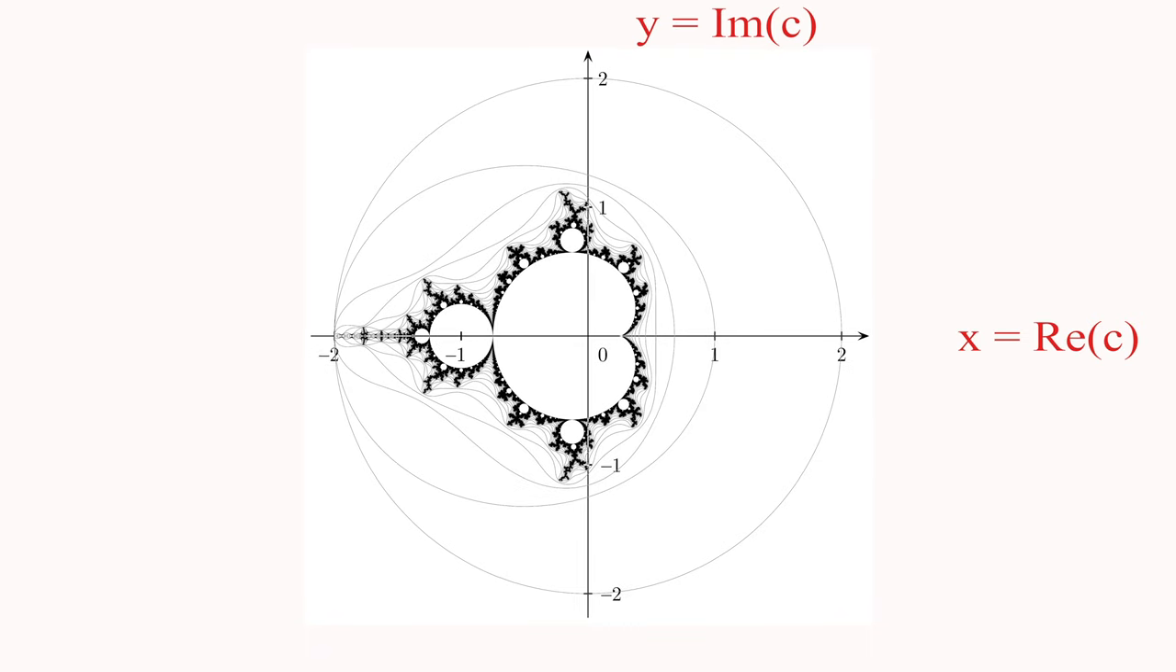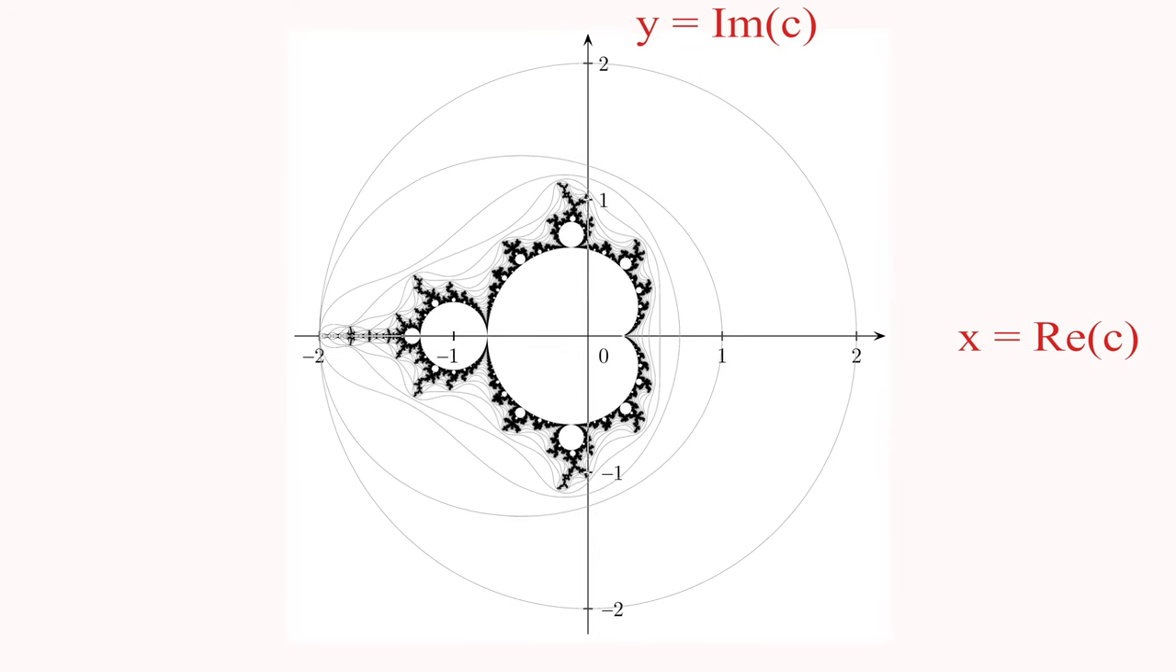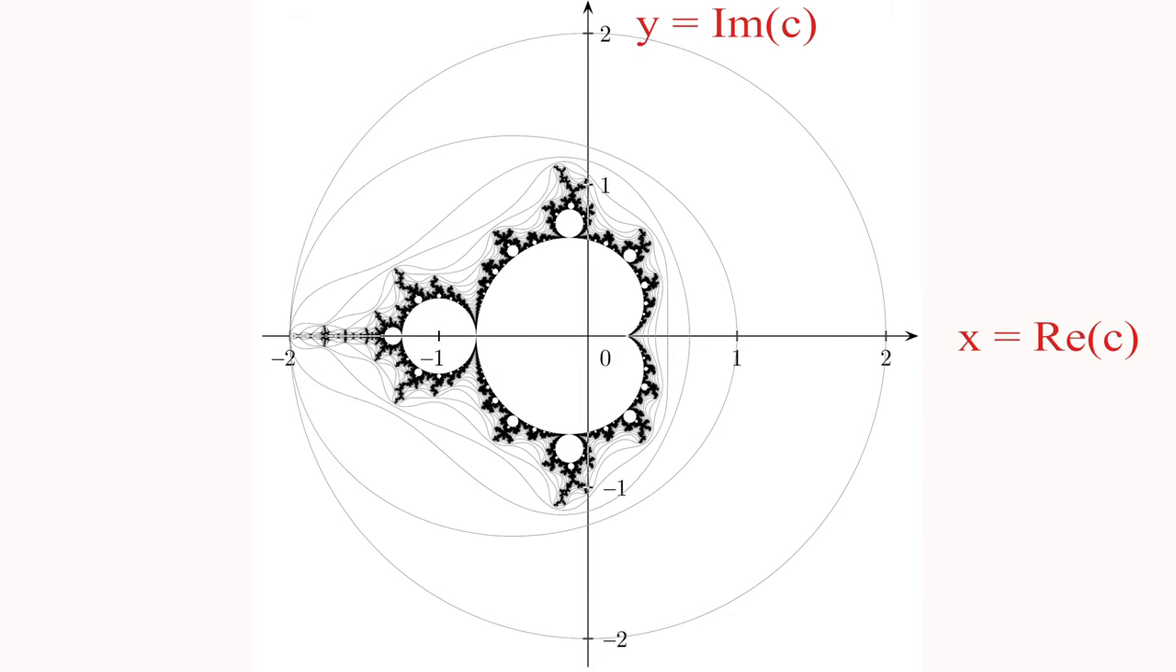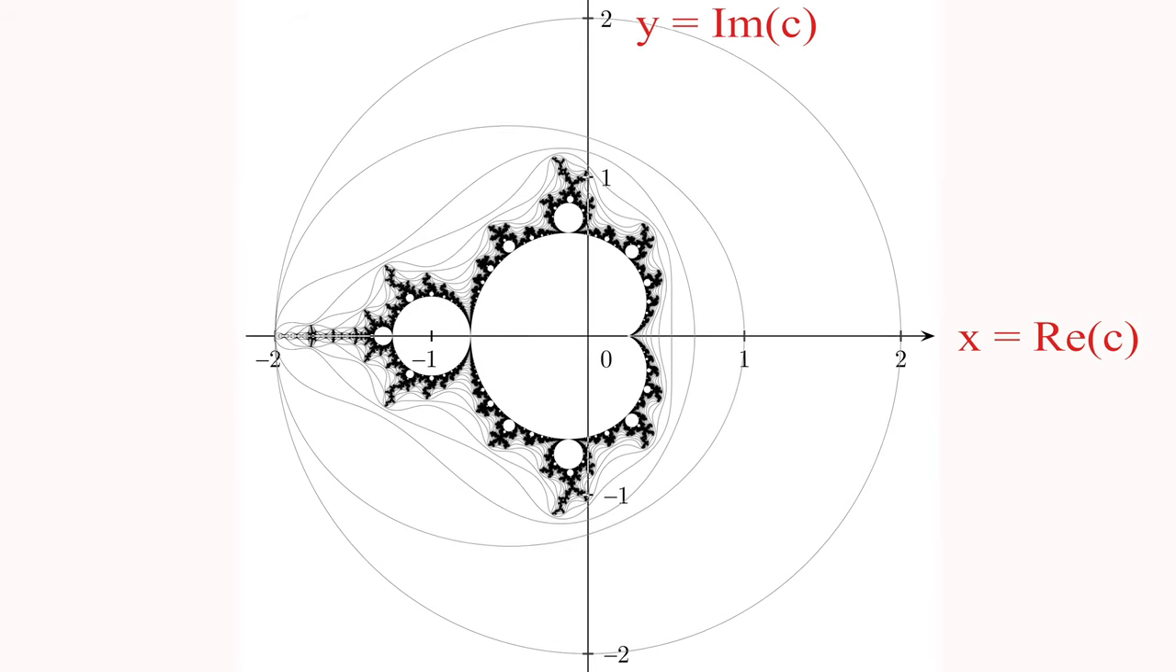And now depending on which C we started with, we will either go to infinity as the numbers get bigger and bigger, which is called diverging or a divergent sequence of numbers, or, which is what we actually want here, we're going to get a repeating pattern of numbers which will not go to infinity. The Mandelbrot set is actually a 2D representation of these points C which do not go to infinity using this method. Mandelbrot sets are incredibly beautiful.